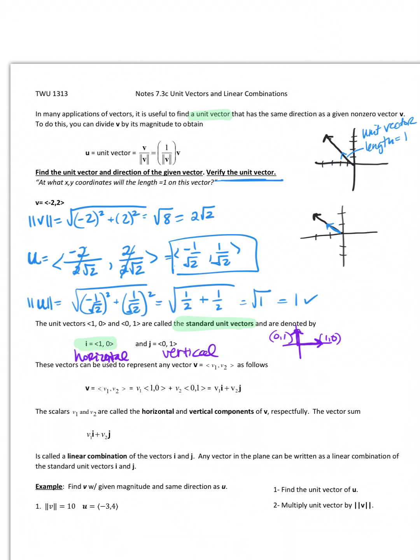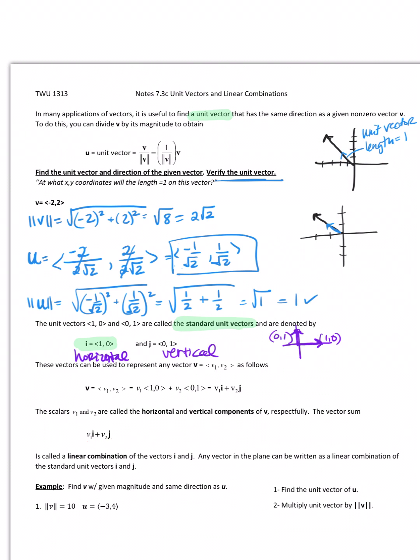So we can rewrite a vector in what we call linear combinations using this. Just follow along. If a vector is v1, v2, and we take that v1 and use it as a scalar on that horizontal, x becomes v1, and we put the i on it to indicate horizontal. And then the same, the v2, or the y value of that component, multiplied by j, the vertical component, gives us v2j. So the scalars v1 and v2 are called the horizontal and vertical components. The vector sum then looks like this. It's just another way to write a vector.